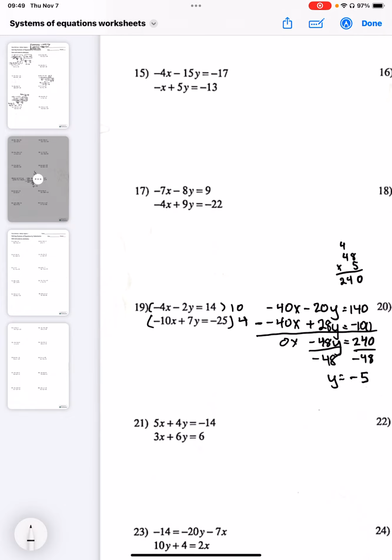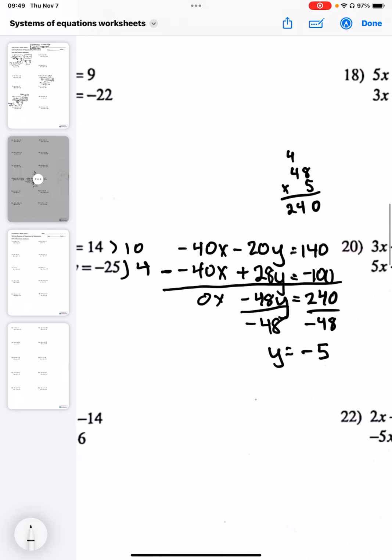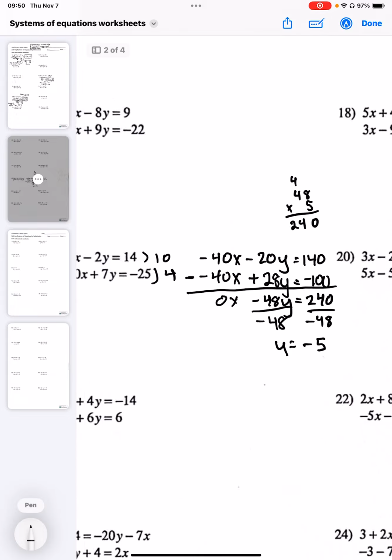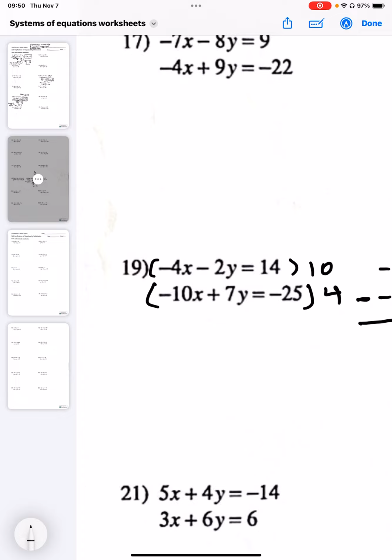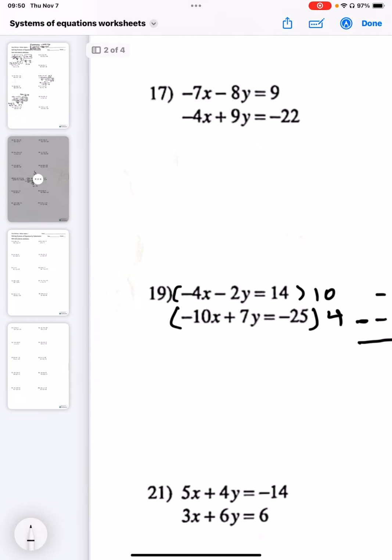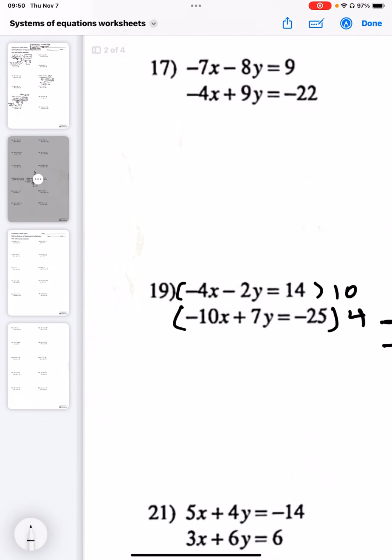Okay, so now we don't have to plug this y into the equations we made. We can plug it into one of our original equations. So I'm going to choose one of the easier ones. So we got our y as negative 5. So I'm going to use this top equation. You can use either one.